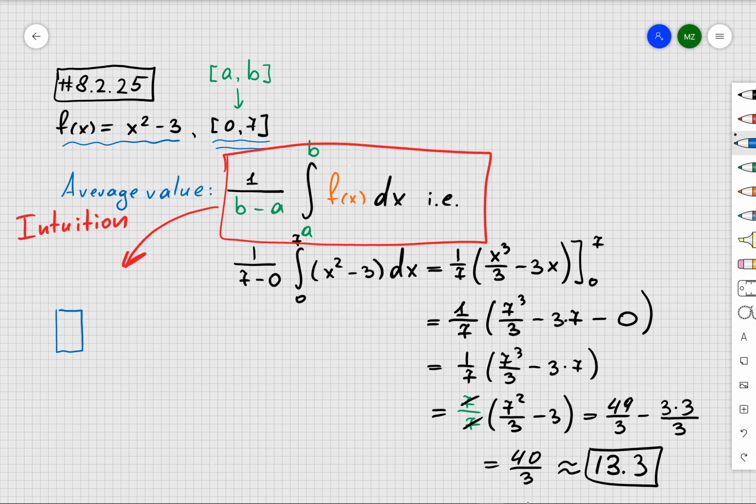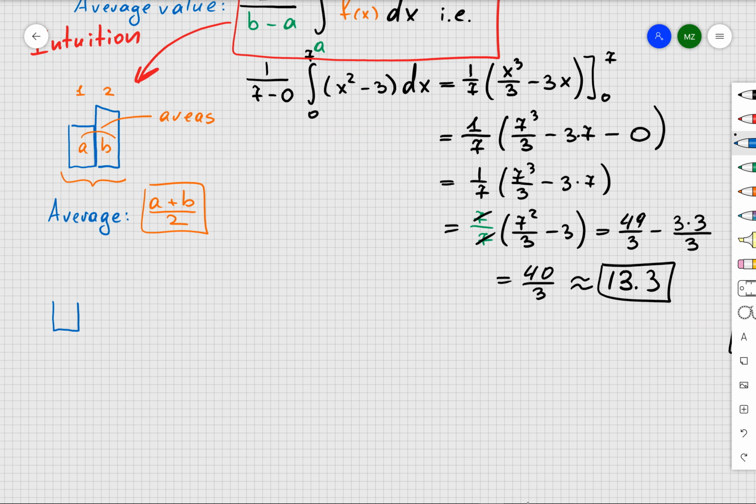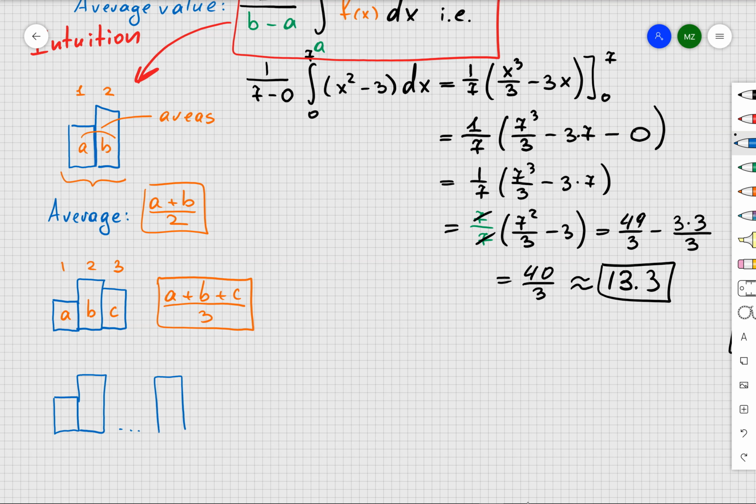So let's take two numbers, and those two numbers can represent the areas of two rectangles. The average of those two numbers is just a plus b over 2, where I have a first and second rectangle. Then we can do the same with three numbers, or three rectangles. So I'm going to have a, b, and c, and the average of three numbers is just a plus b plus c over 3. And we can generalize that idea if you have n numbers or n rectangles. I'm going to name them a1 up to an, and then the average is going to be a1 plus a2 plus dot dot dot plus an over n.